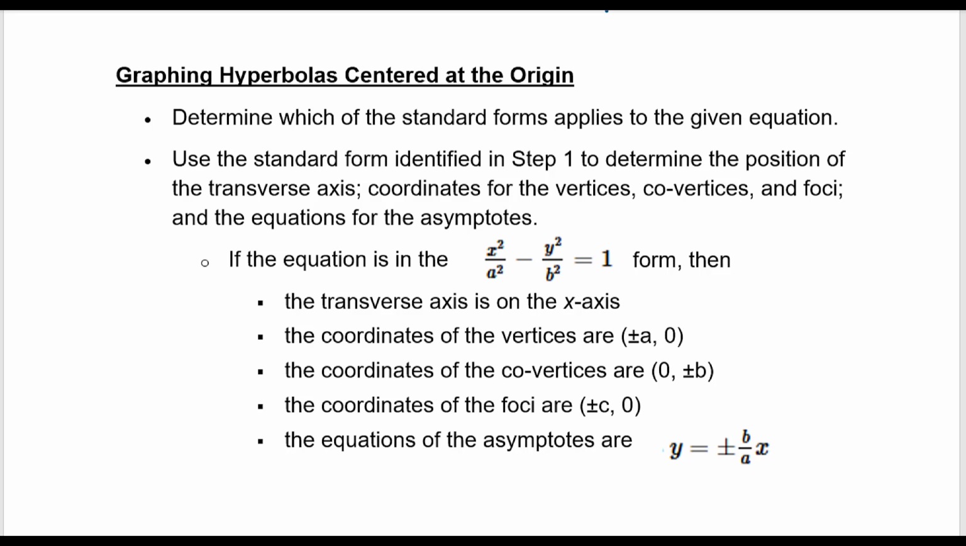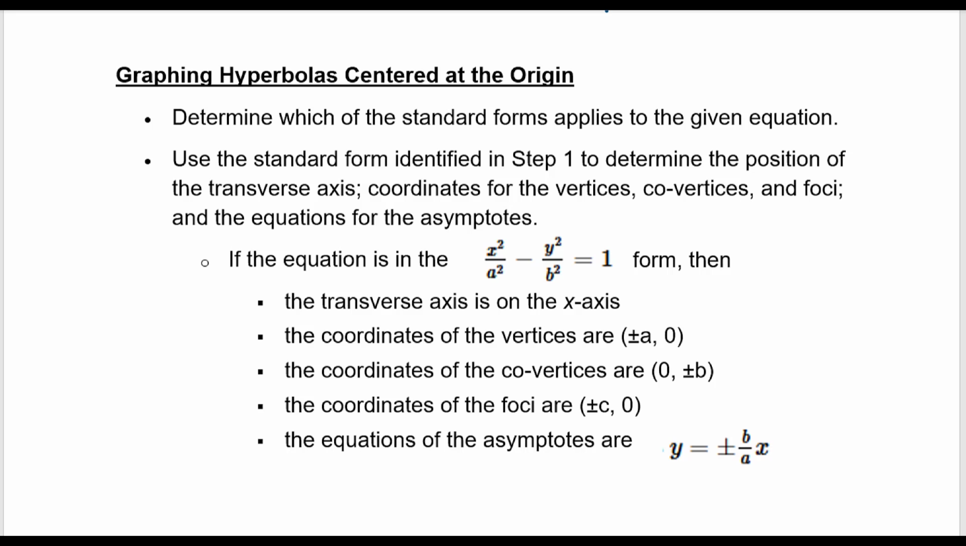Now we're going to talk about graphing hyperbolas centered at the origin. So first, determine which of the standard forms applies to the given equation. Use the standard form identified in step 1 to determine the position of the transverse axis, coordinates of the vertices, covertices, and foci, and the equations of the asymptotes.